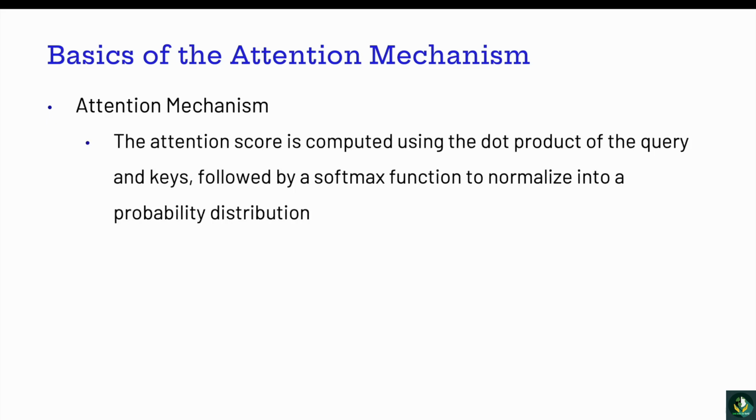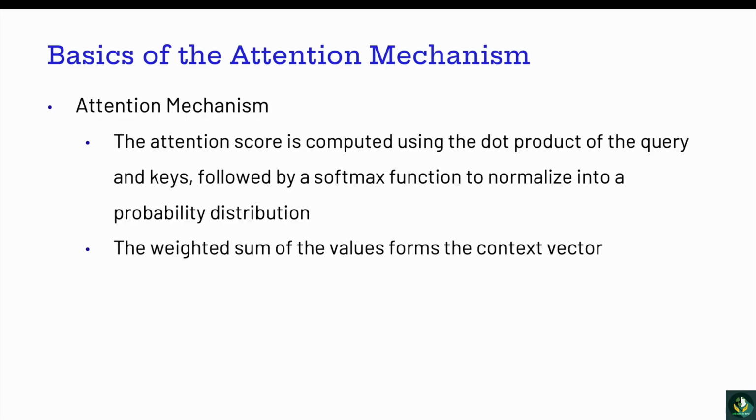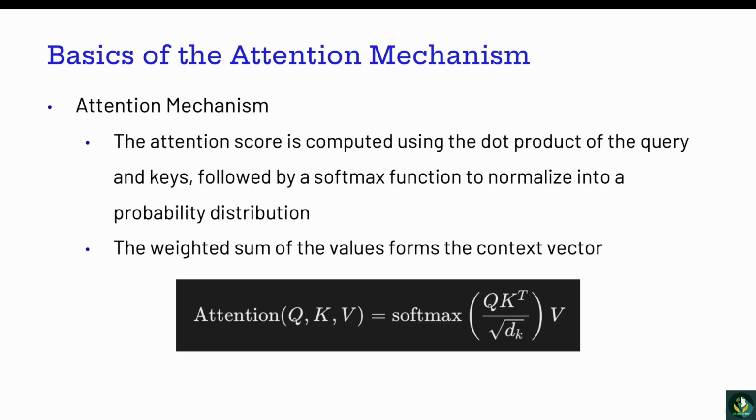The attention score is computed using the dot product of the queries and keys followed by a softmax function to normalize into a probability distribution. The weighted sum of the values forms the context vector. Let's look at the formula. Attention of Q, K and V equals softmax of Q K raised to T divided by square root of d_k, times V. Next, let's talk about the different types of attention.